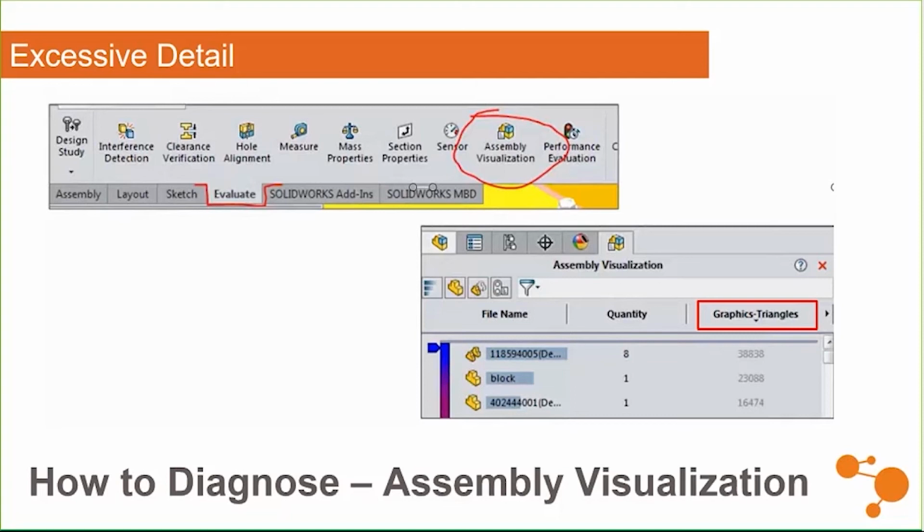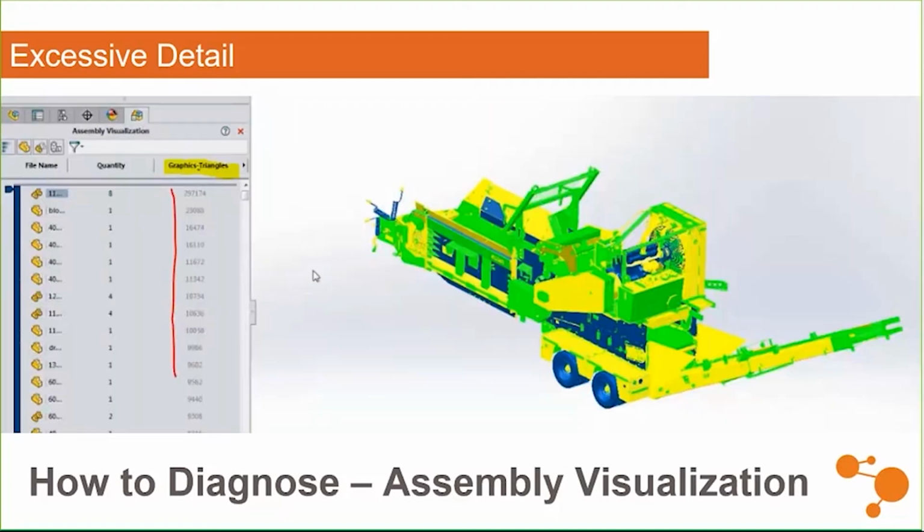So if you look at that top line, I have a quantity of 8, and each part has 38,000 graphics triangles that are being generated at the assembly level. So that's 8 times 38,000. That's crazy. Here's another screenshot of how this would work. Basically, you can filter this down. You can change the colors. You can see exactly on the screen which are the heavy hitters.